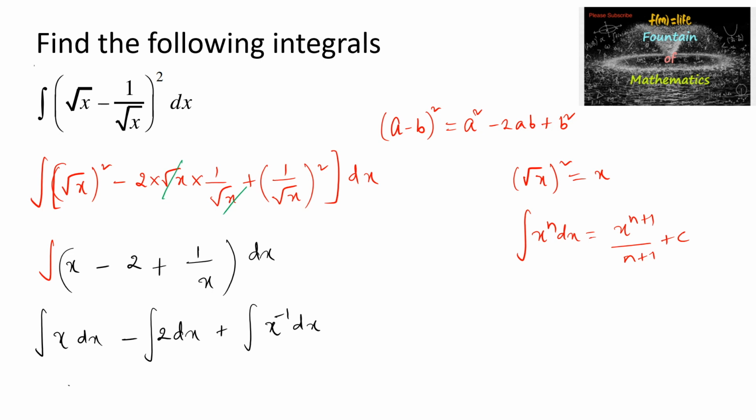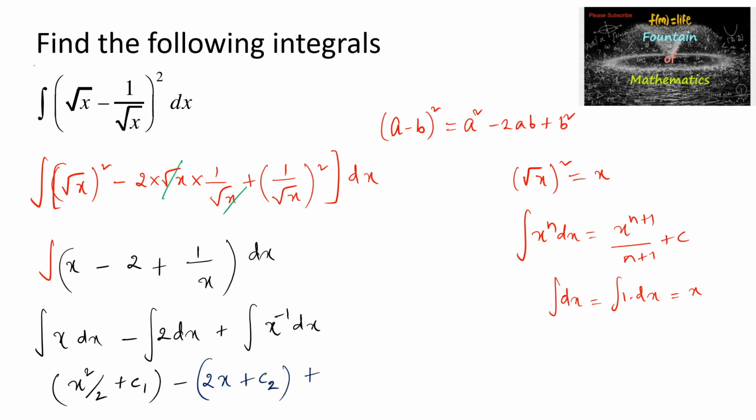So here we can write x to the power of 1 plus 1, that is 2, divided by 2, plus some constant c1, minus again 2 times integral dx. So integration of dx, that is integration of 1 dx, is equal to x. So I can take 2 outside, 2 into, and I can write this as 2 times x plus some constant say c2, and again integration of x power minus 1. So integration of 1 upon x will be log x.